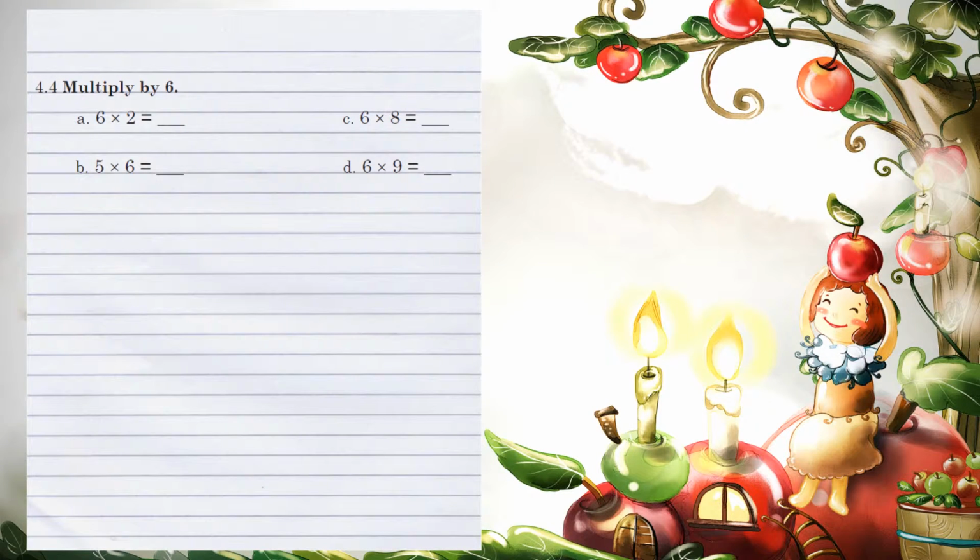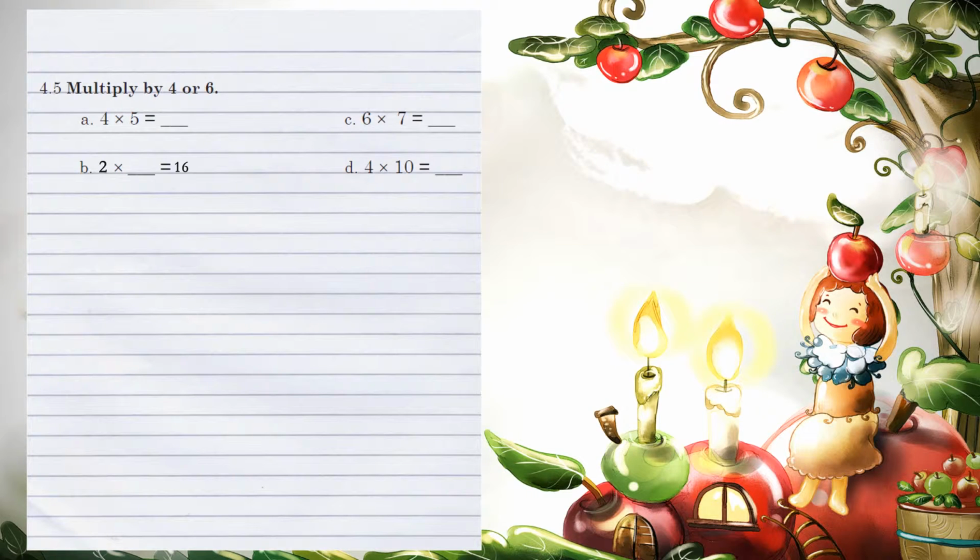Unit 4.4, multiplying by 6. Example A. I have 6 times 2. 2 groups of 6's is going to give us an answer of 12. Example B. 5 times 6. So our 6's come second in our problem, but we still are looking at 5 groups of 6's. So again, use your table, use your pattern, or just add 5 6's together to get an answer of 30.